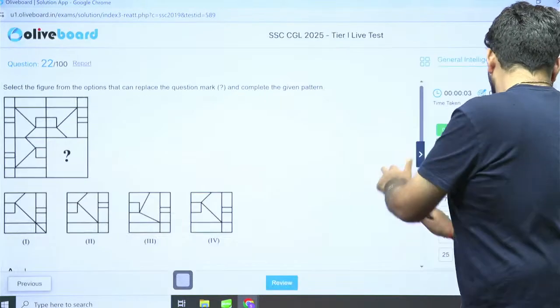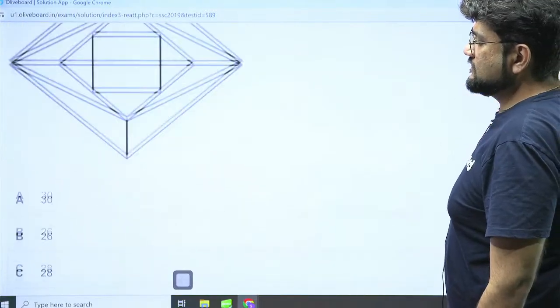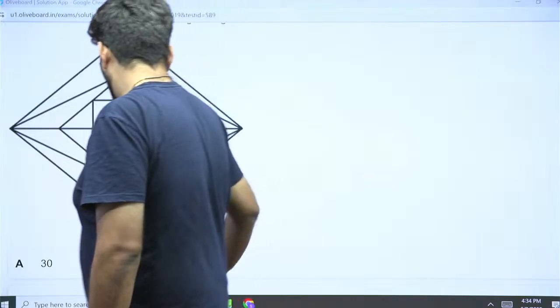Next, number of triangles in the given figure. Oh, this one is challenging. This one is going to be a good one.